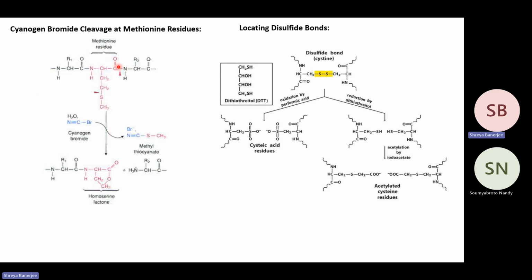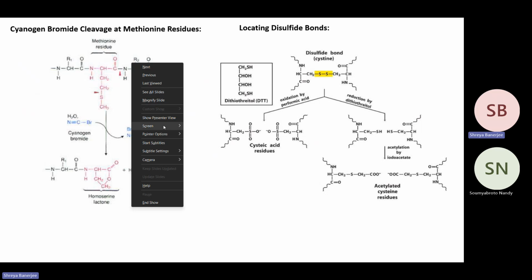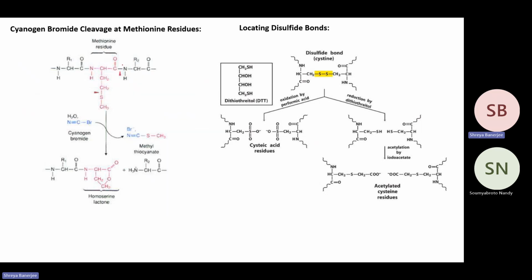So if there are 5 methionines, 5 such cleavages will occur. You can see that cyanogen bromide is cleaving the protein here, and this part will form a broken peptide, so this will be one part of the peptide, and this will be another part of the peptide. So cyanogen bromide is basically cleaving the peptide wherever there is a methionine present.